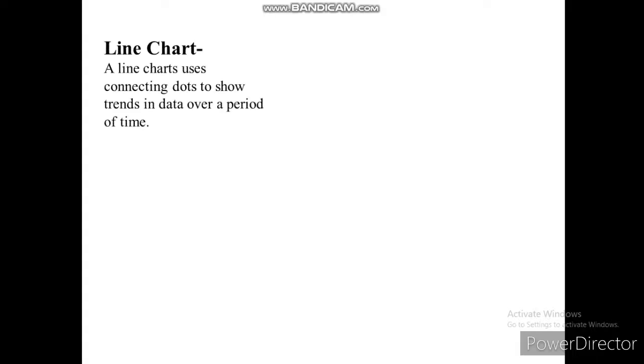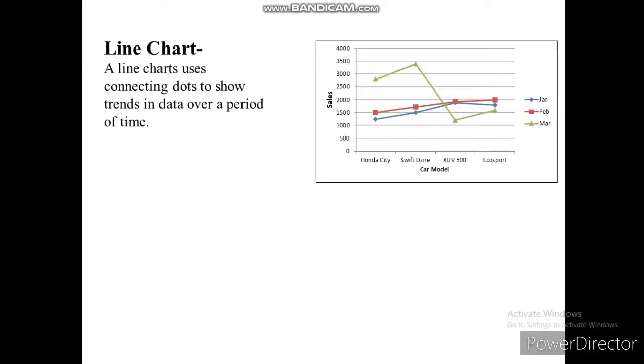The next chart is line chart. A line chart uses connecting dots to show trends in data over a period of time. This is a line chart. You can also see the line chart in a cricket match when two innings are compared, when two teams' run scores are compared over the overs.